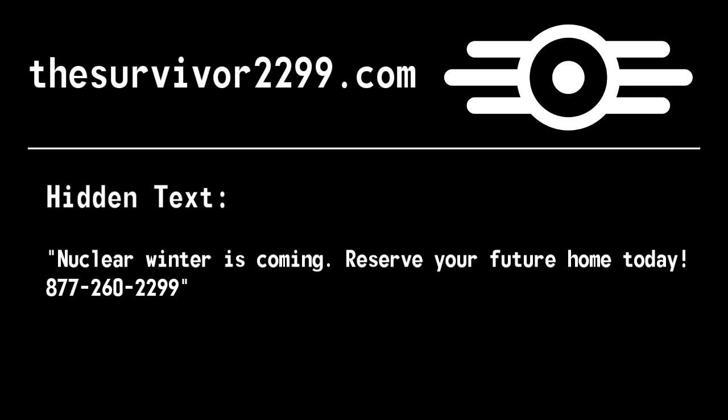Then some hidden text was added that you could only see by highlighting it or checking the website's code. It read, "Nuclear winter is coming, reserve your future home today," and then a phone number. If you called that number, then this is what you'd hear.